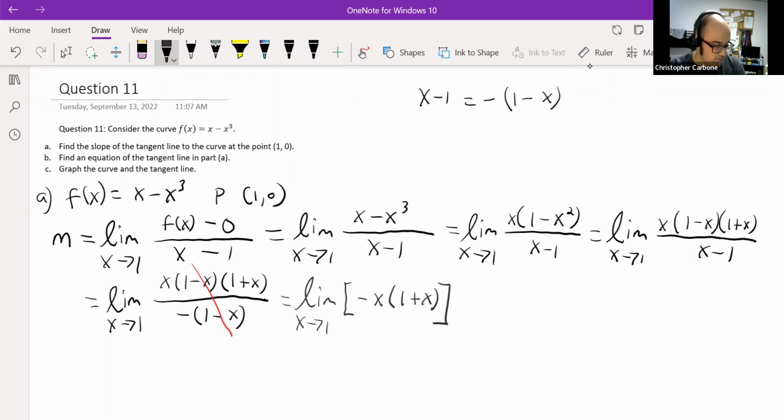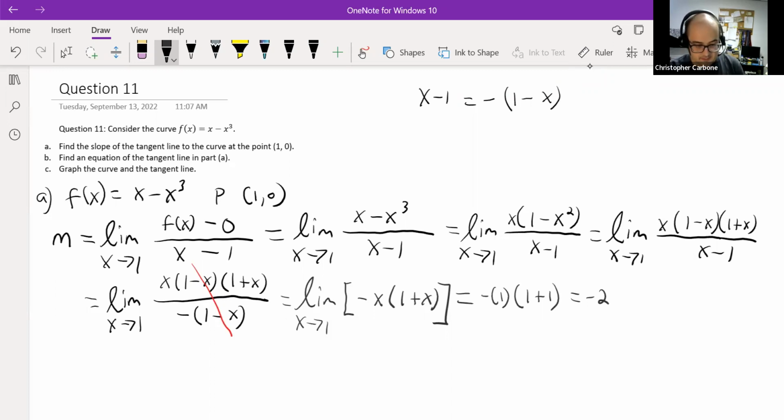And there is absolutely no reason why 1 can't be put in for x here. Substituting in the 1, this would make negative 1 times 1 plus 1. So in this case, it gives us a value of negative 2 for the slope of the tangent line to the curve at the point (1, 0).